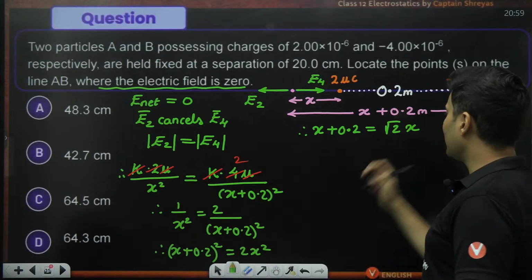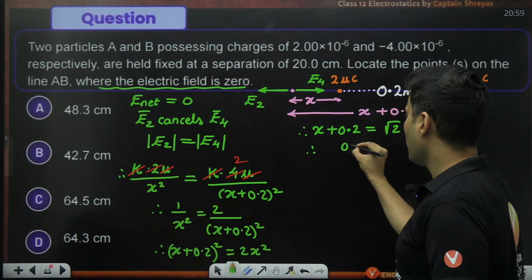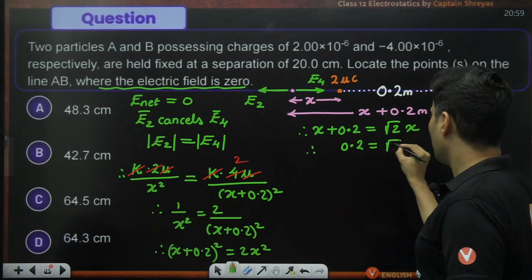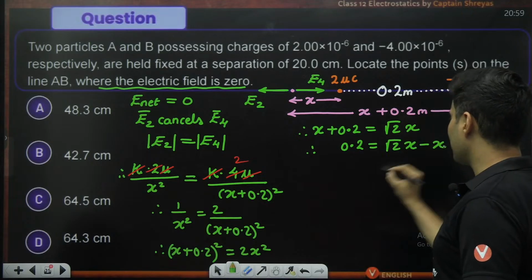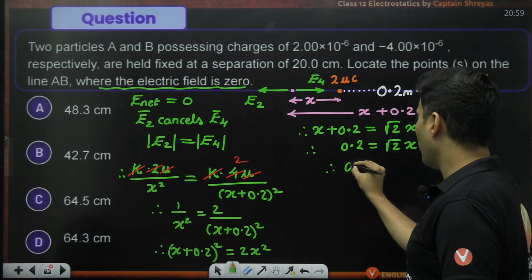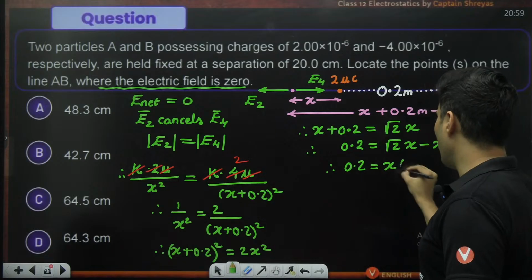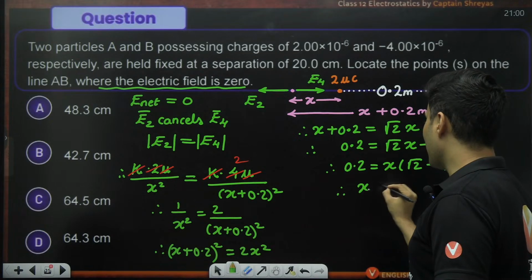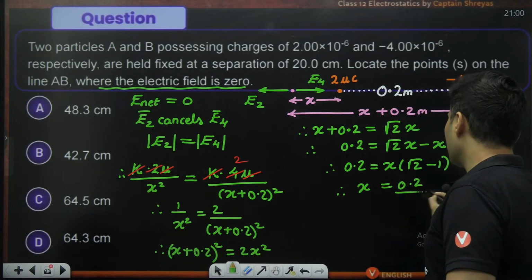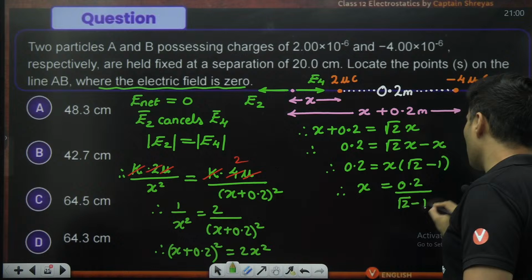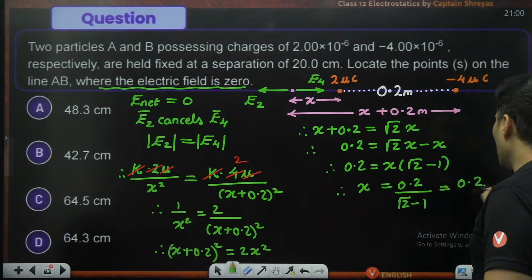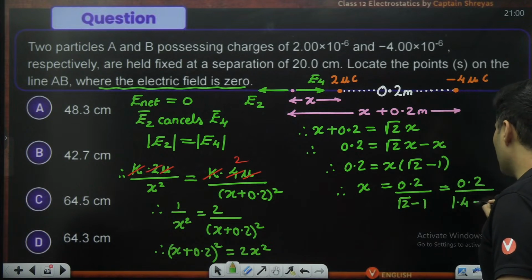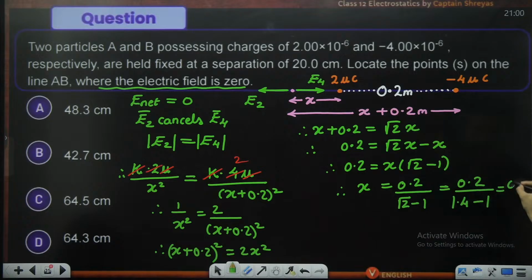So what will you do? Take that x on this side. So therefore 0.2 will be root 2x minus x. Therefore 0.2 will be x common root 2 minus 1. Therefore x will be 0.2 divided by root 2 minus 1. Root 2 value is 1.4, so minus 1. That will be 0.2 divided by basically 0.4.